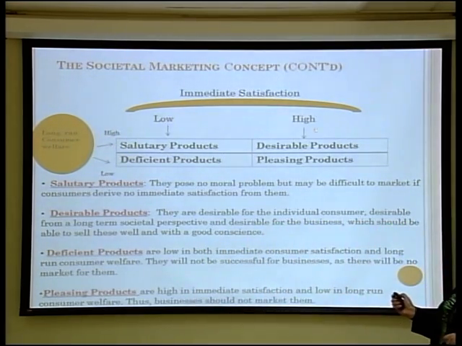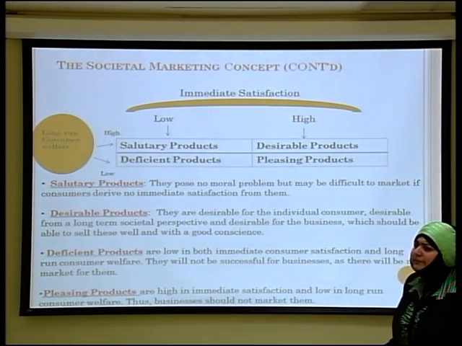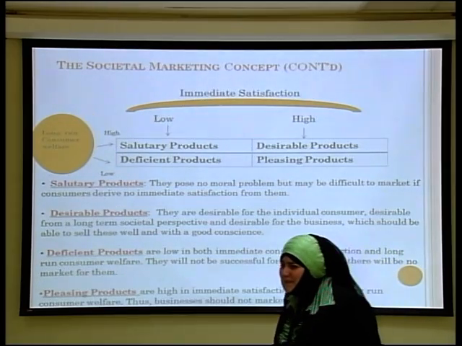All right, what about the deficient product? Low level of immediate satisfaction, low level of long-run consumer welfare. Very bad product. What is it?